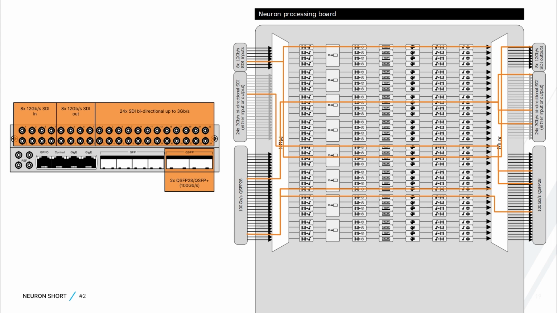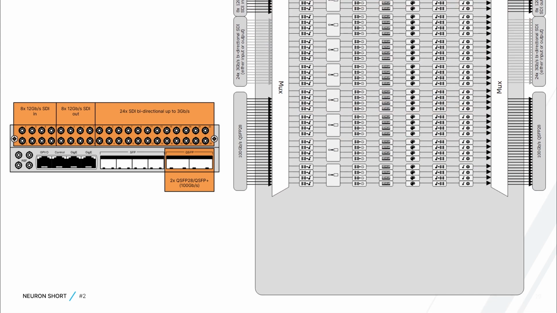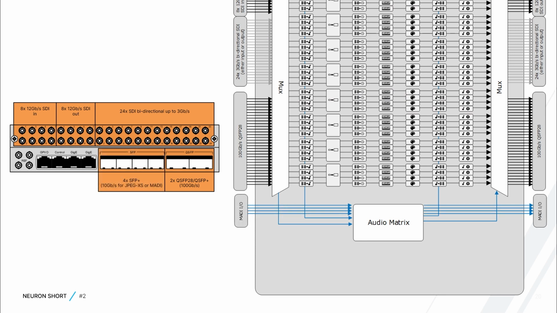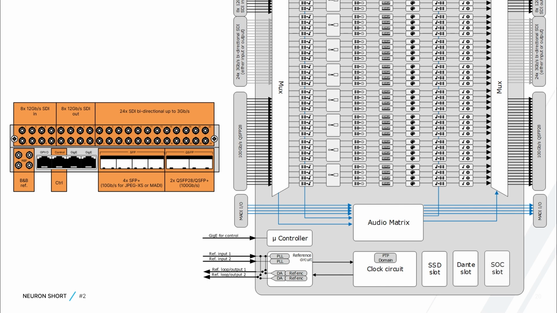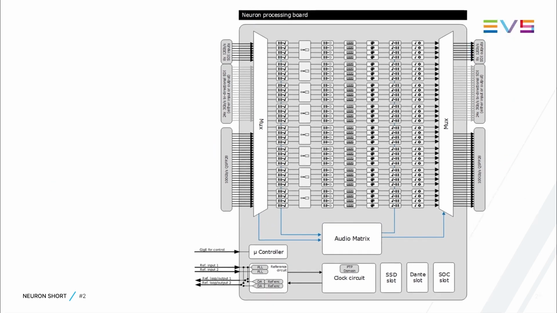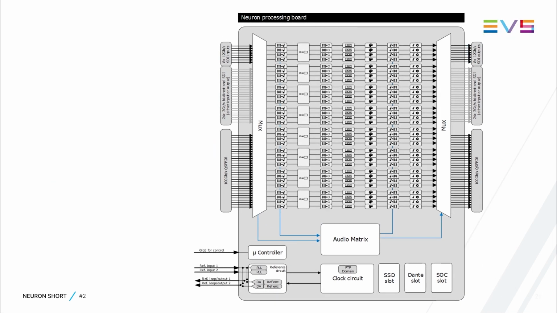Also part of the generic structure is the audio matrix, to allow audio channel swapping and processing between various ST2110 audio streams and the de-embedded audio channels. The reference and PTP circuits for timing and frame synchronization, the microcontroller for configuration and control, and the extra expansion slots to add SSD storage, an Arduino Dante board and a CPU or GPU system on a chip. Each software variant features a different combination, so a different trade-off of functionality versus I/O, using the maximum number of available logic blocks in the FPGA.